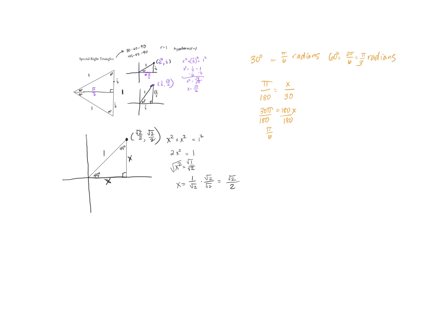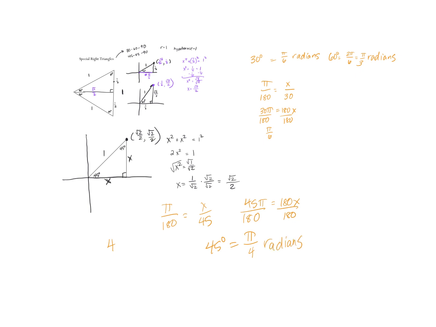And then lastly, 45 degrees, let's go ahead and just do pi over 180 equals how many out of 45. And so we get 45 pi equals 180x. Divide that through, and if I simplify 45 over 180, I get 1/4, so pi over 4. So we can say 45 degrees is equal to pi over 4 radians.